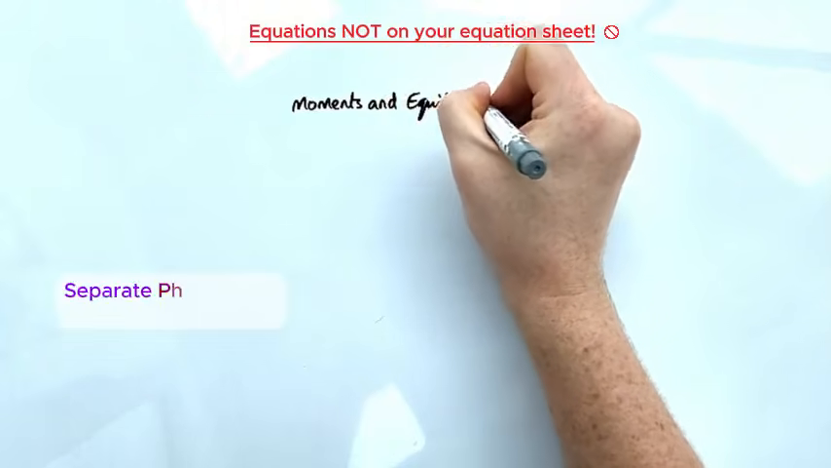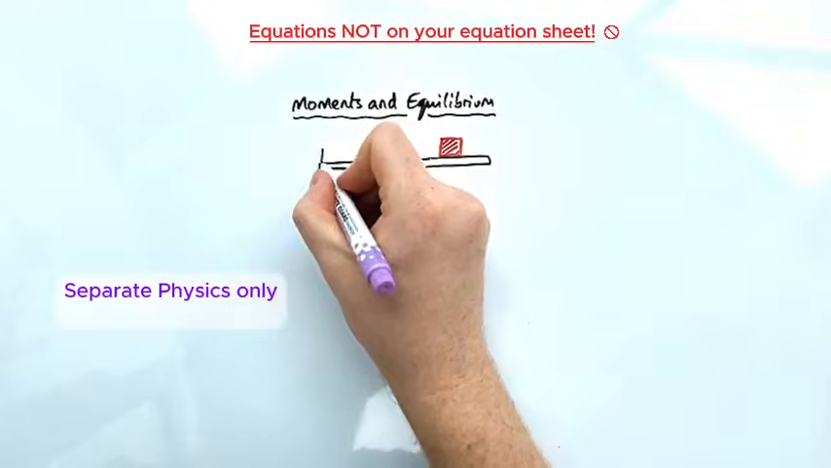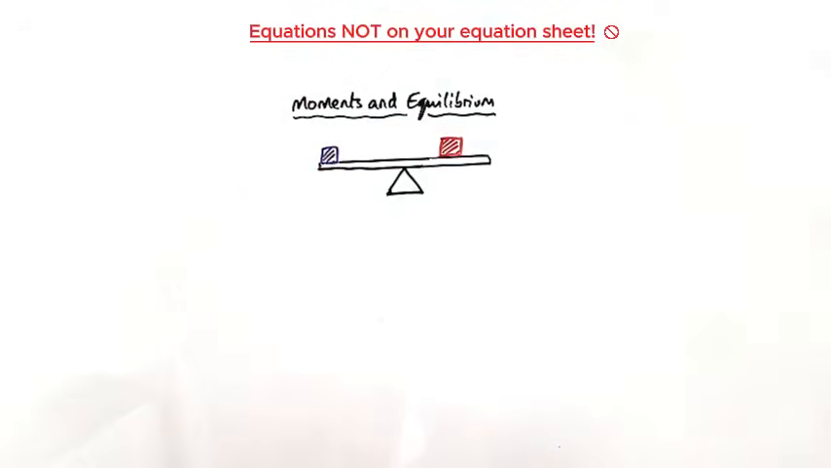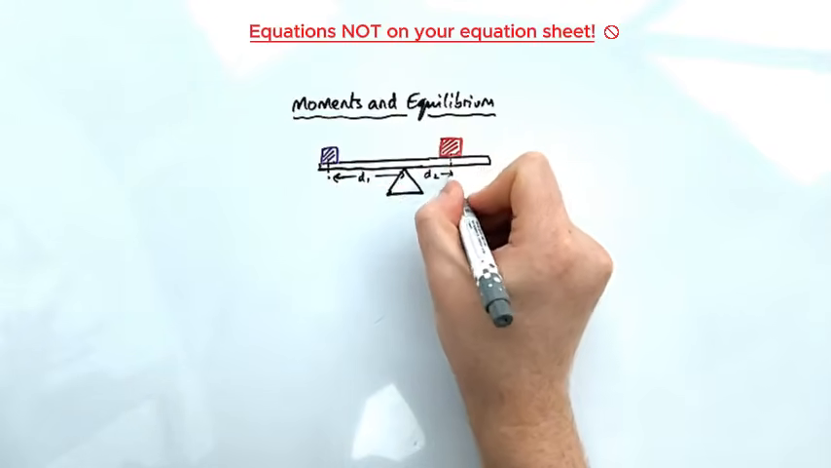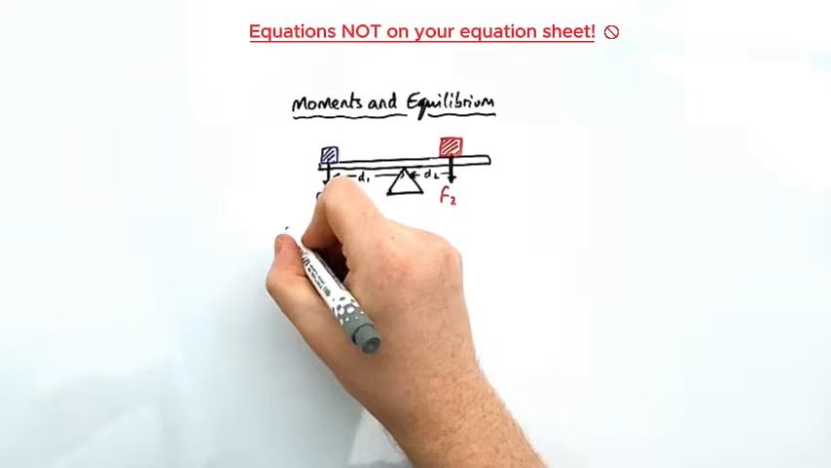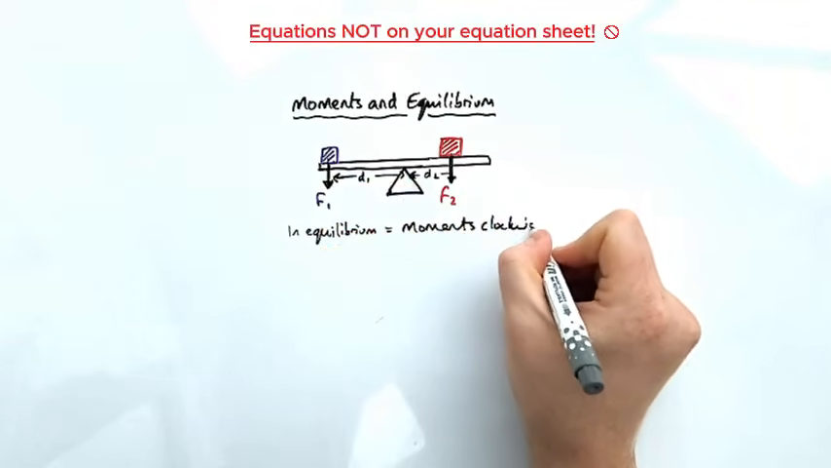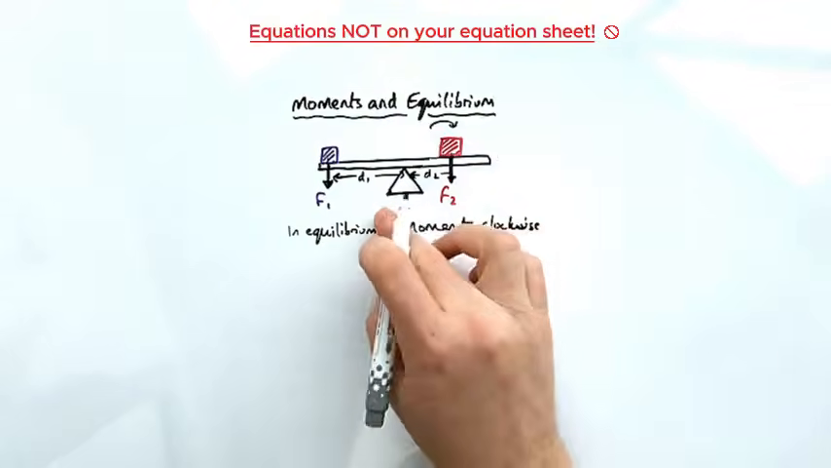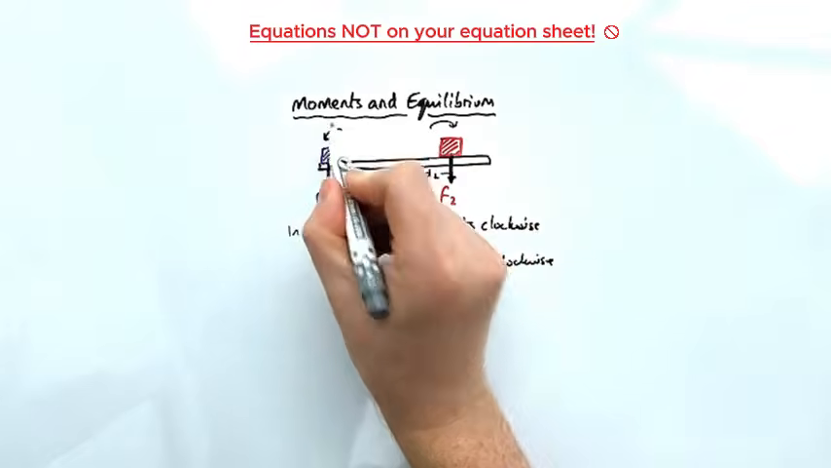Next one we're going to look at is to do with moments and equilibrium. So moments are the turning effect of a force, and we're going to use the example of a seesaw to help demonstrate this. Let's say I've got two objects which have a weight downwards on either side of a seesaw. One has a different weight to the other, and they're at different distances away from the pivot of the seesaw. When in equilibrium, the moments are the same clockwise as they are anti-clockwise. That's known as the principle of moments.